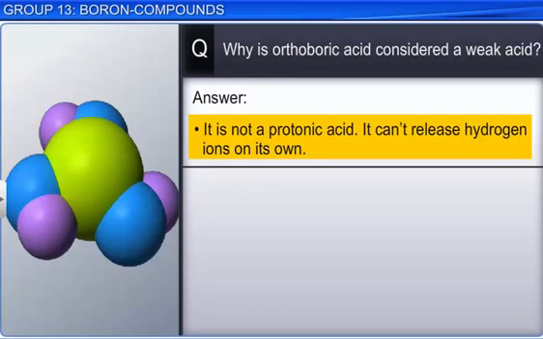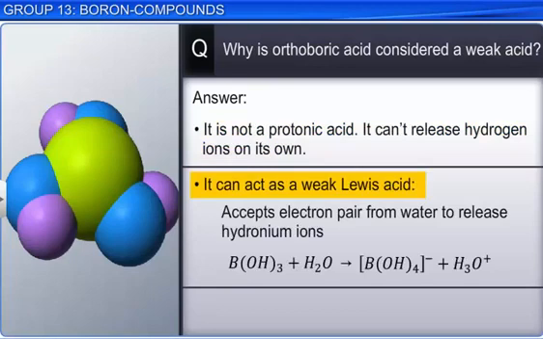It acts as a weak Lewis acid. As shown in the reaction, it can accept an electron pair from water to complete its own octet, thereby releasing the hydronium ion. Since it is a weak acid, the Ka value of orthoboric acid is very low, of the order of 10 to the power minus 10.